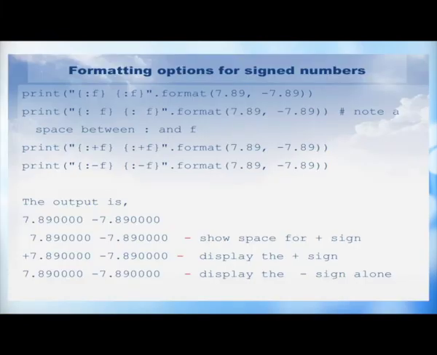Then coming to the fourth example, suppose you do not want to print the positive number with a plus sign. If there is no sign, it is assumed that it is a positive number. Suppose you want to do that, then you can give colon minus F. Here you can notice that 7.89 is displayed as such, without leaving space or anything. So, this is how you can go for different formatting options for positive and negative numbers.